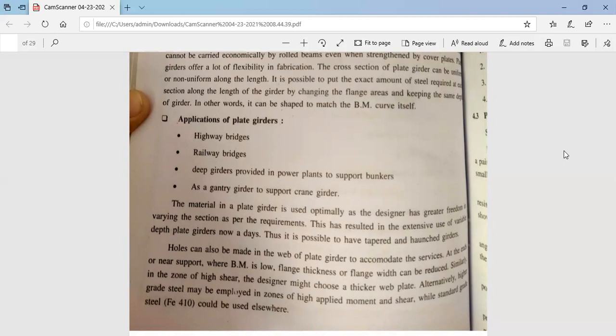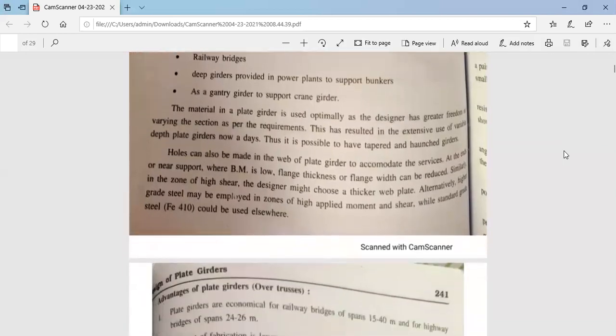Holes can be made in the web of the plate girder to accommodate services at the ends or near the supports where bending moment is low. Flange thickness or flange width can be reduced there. Similarly, in the zone of high shear, the designer might choose a thicker web plate. Alternatively, higher grade steel may be employed in zones of high applied moment and shear, while standard grade steel could be used elsewhere.